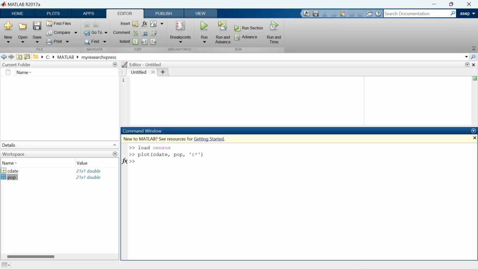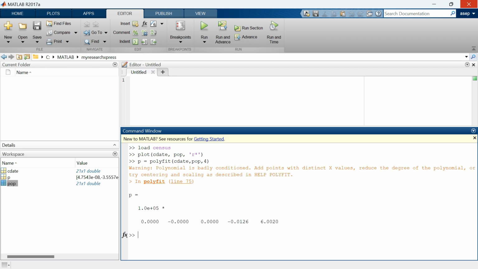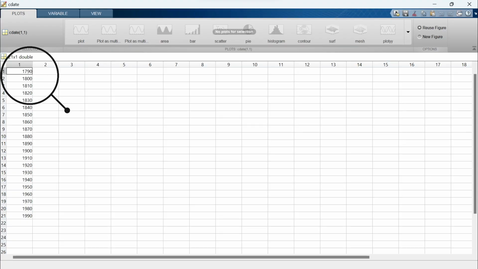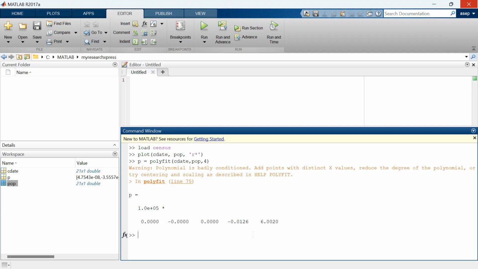For a polynomial fit of the fourth order, we can type this. The warning occurs due to the polyfit function utilizing seed_date values as the basis for a matrix with significantly large entries. The wide range of seed_date values leads to issues with scaling. To address this, one possible solution is to normalize the seed_date data. So, let's do this.